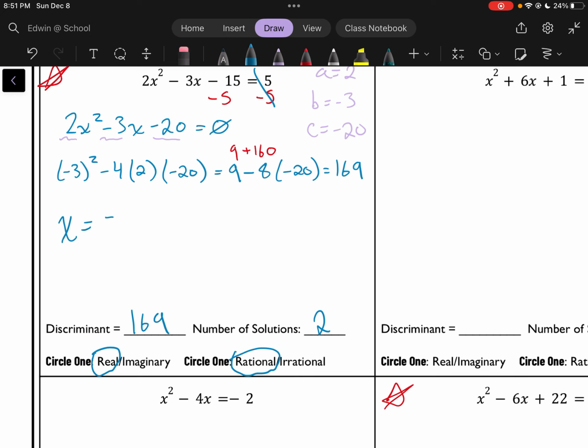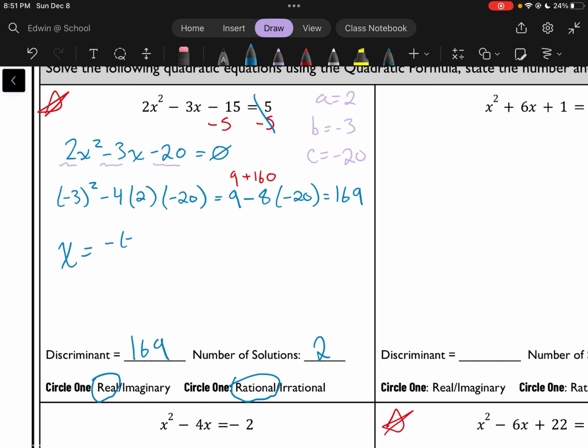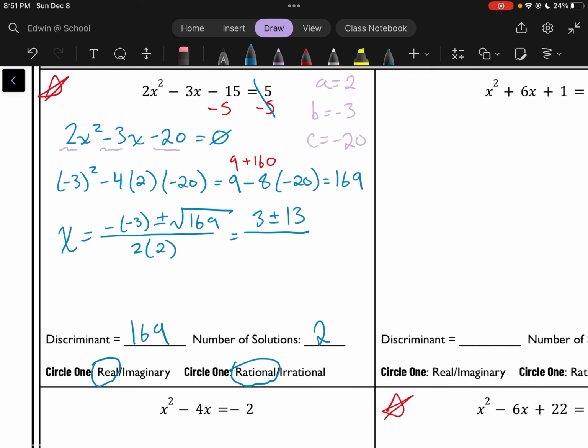So now let's just plug in these numbers. x equals negative b, which is negative 3, plus or minus the square root of the discriminant, which is 169. All of this divided by 2 times a, which is 2. So this is basic arithmetic. Negative negative 3, that's positive 3, plus or minus the square root of 169. Well, that's just 13. 169's square root is 13, over 2 times 2.